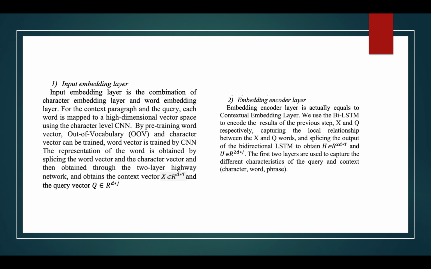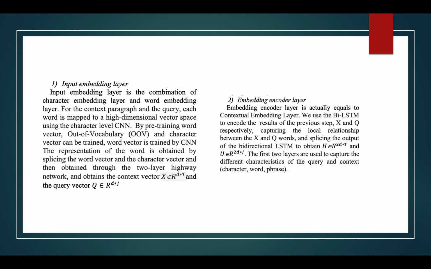The representation of the word is obtained by splitting the word vector and the character vector and then passing them through the 2-layer highway network, which gives the context vector X and the query vector Q. The second layer is called the embedding encoded layer. The embedding encoded layer is actually equal to the contextual embedding layer.